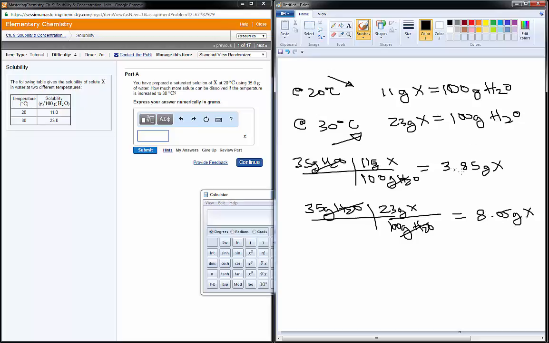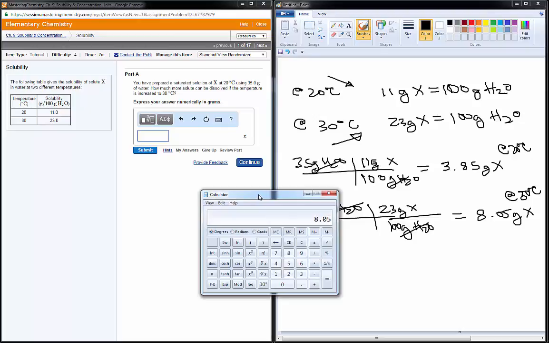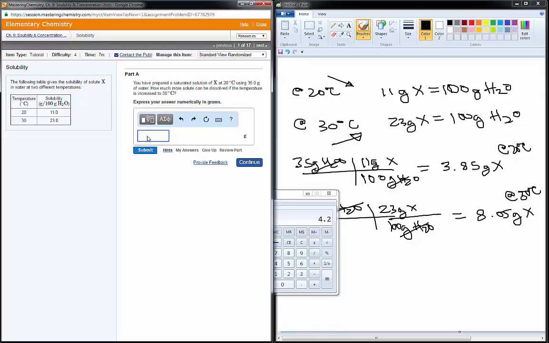This is how much is dissolved in my 20 degrees Celsius water. The question is not how much can I dissolve in 30 degrees Celsius, which would be 8.05, but how much more could be dissolved. So if I can get up to 8.05 grams, but I started with only 3.85 grams in there, then I subtract one from the other and see that I can add 4.2 grams of X to that water.